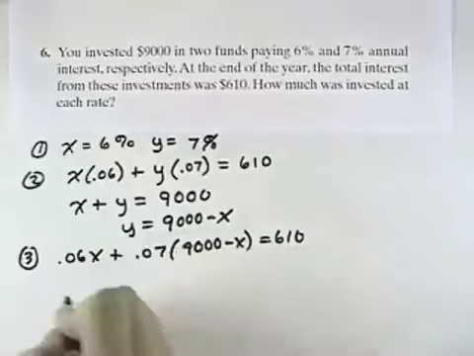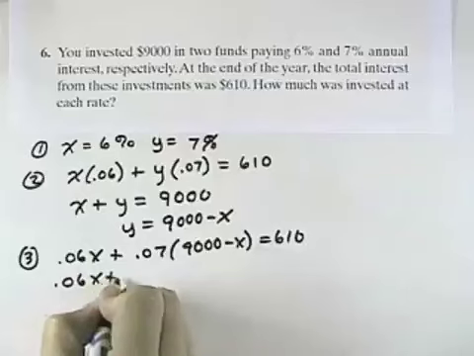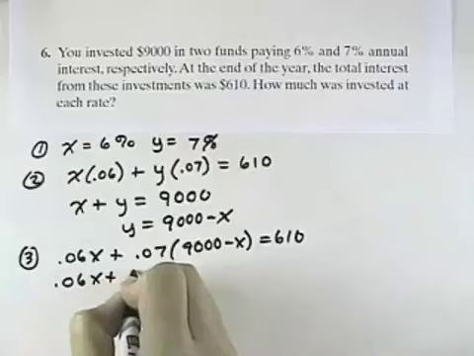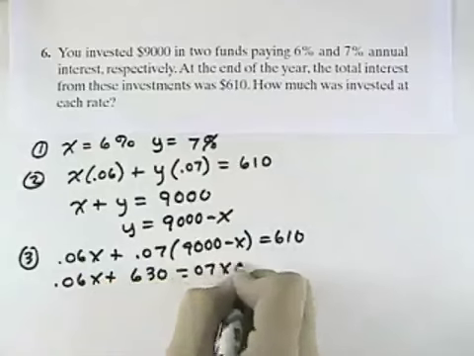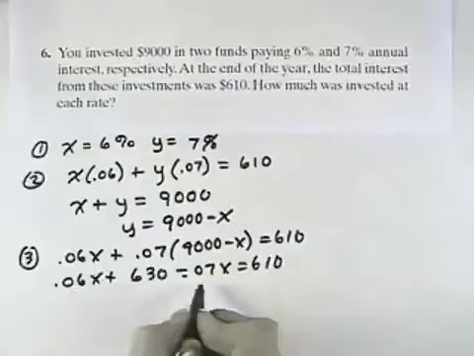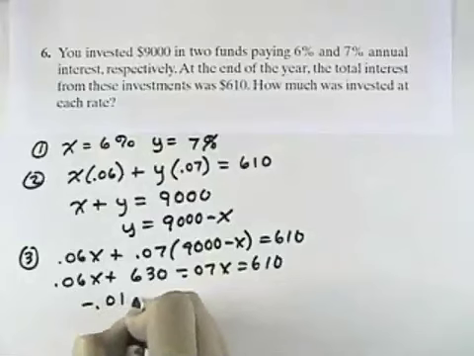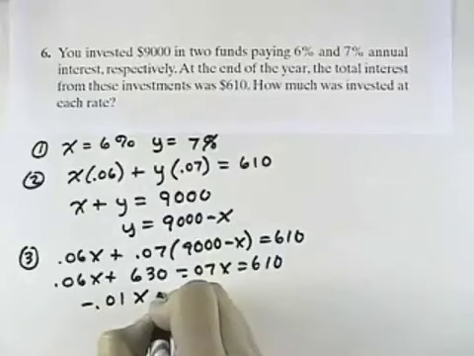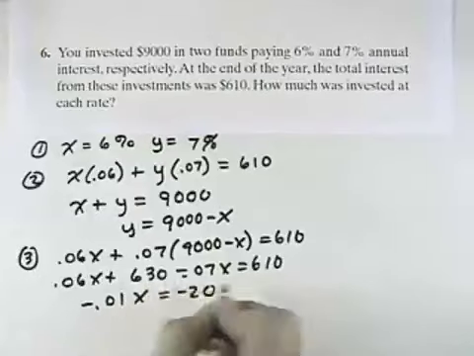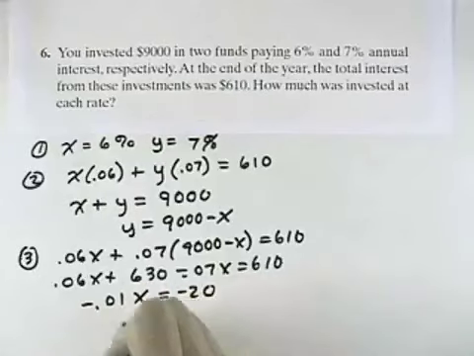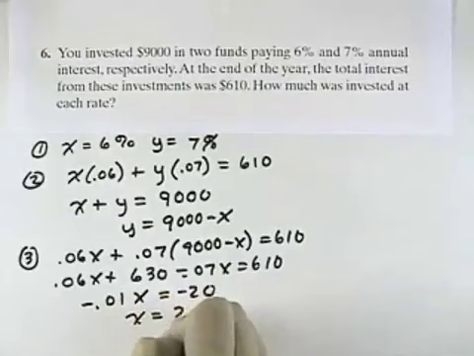So from here I'd have 0.06x plus 0.07 times 9,000 is 630 minus 0.07x should equal 610. 0.06 minus 0.07 is a negative 0.01x, and subtracting 630 from each side gives me negative 20 to get my x terms combined on the left and my constant terms on the right. Dividing both sides, I get x equals 2,000.